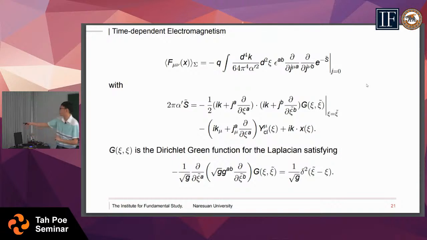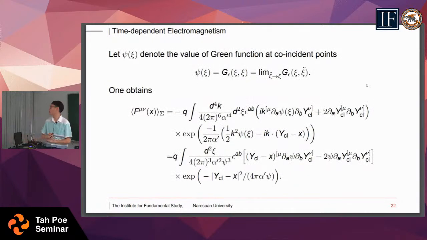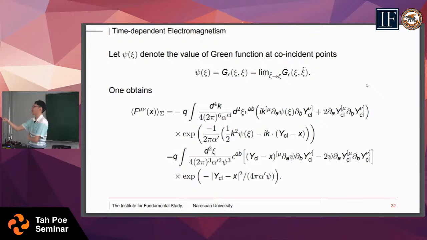Okay, but this green function is special because this green function is evaluated at the same point. Okay, normally it diverges. So let's put some function here. Let's call the function psi as is the value of the green function at the coincident point here.